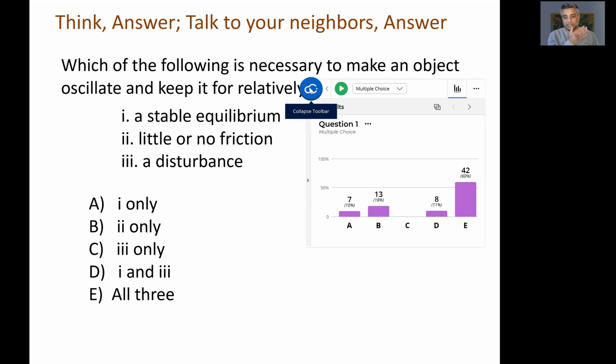And a disturbance. If there is no disturbance, then it's not going to start. So it looks like all of them are correct, just like most of you identified it correctly. Okay.